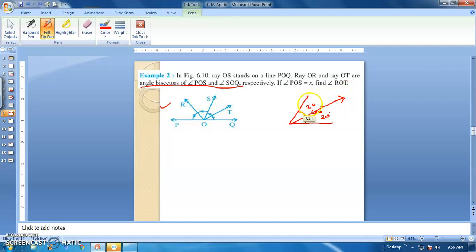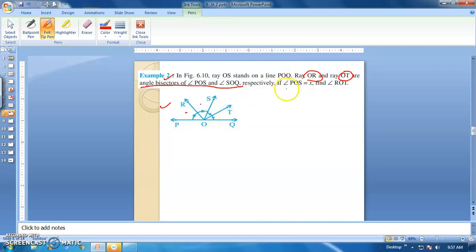In the similar way, OR and OT are angle bisectors given here. OR divides the angle POS into two angles, this one and this one. These two angles are the same, and it is already marked here; the marking represents that both are the same. Similarly, OT is another ray that divides SOQ into two equal angles, marked with a single mark. If marked like this, they are equal angles. That is the given information.